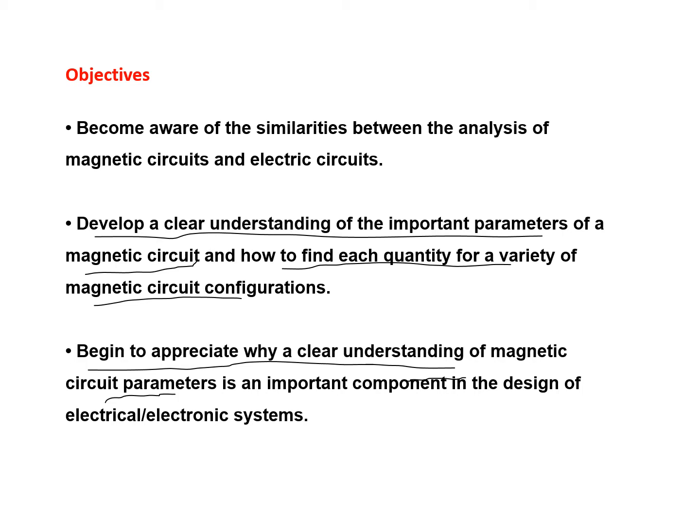What are the primary objectives of magnetic circuits? To become aware of the similarity between the analysis of magnetic circuits and electrical circuits. The main objective is to identify the magnetic circuit and the electrical circuit, and to develop a clear understanding of the important parameters of a magnetic circuit and how to find each quantity for a variety of magnetic circuit configurations. Magnetic circuit parameters are important components in the design of electrical and electronic systems.